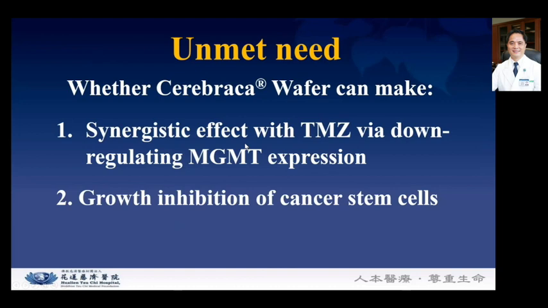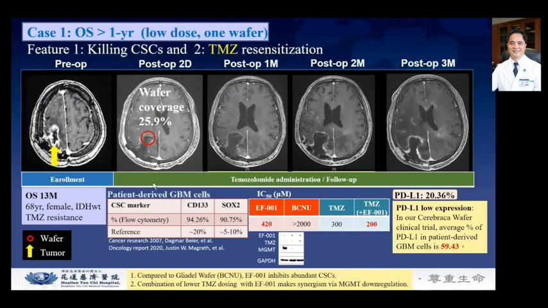I'd like to talk more deeply about the downregulation of MGMT expression by the cervical wafer. Also, the cervical wafer inhibits GBM stem cell growth. This is case one. Overall survival is more than 1 year. Low dose, one wafer. This is the recurrent GBM case pre-operation. On the second day after operation, the wafer covered 25.9% of the surface of the resection bed. And this is the 1 month, 2 months, and 3 months result. So it stabilized the surgery results.